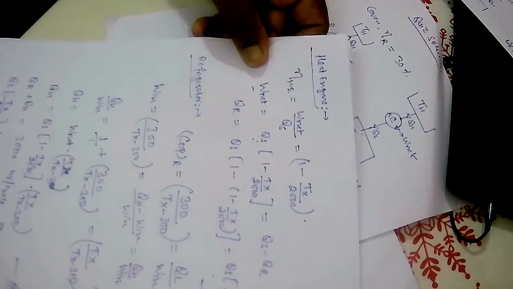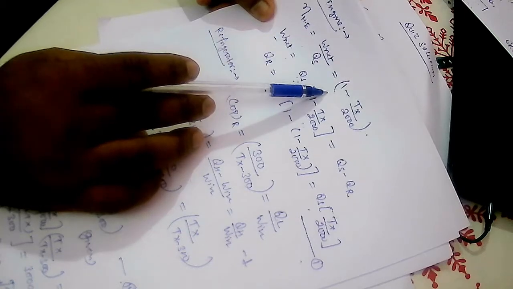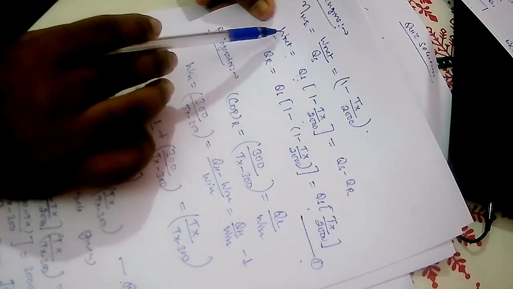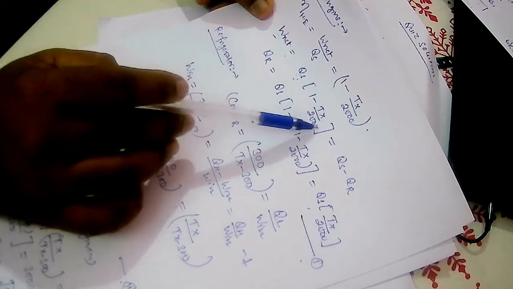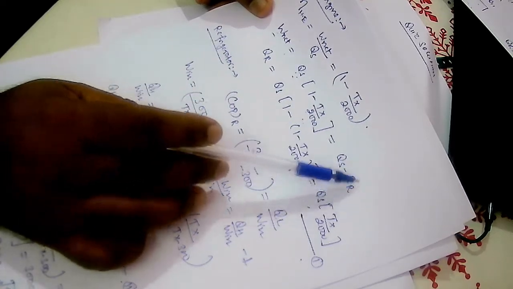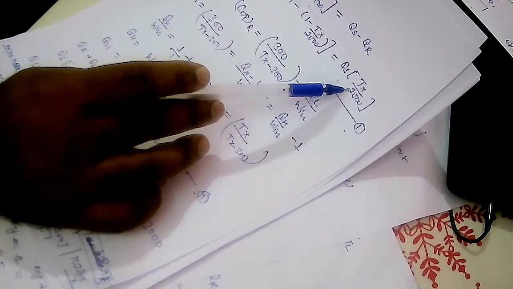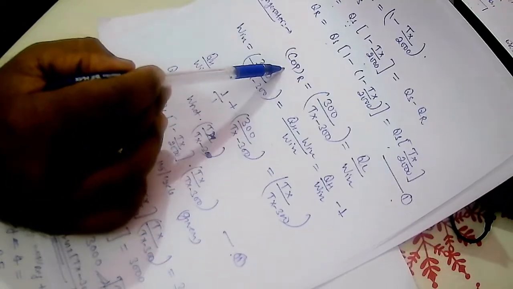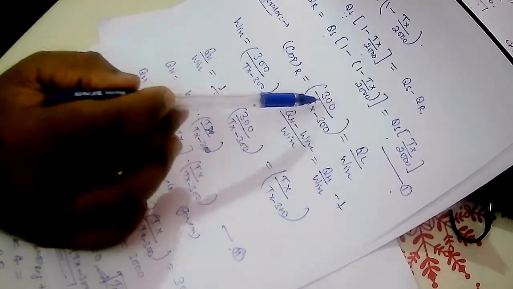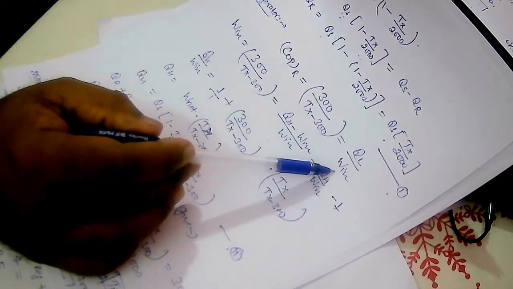So you started from the heat engine. What step is taken? Efficiency of heat engine is equal to W net by Qs, 1 minus Tx by 2000. So you express W net in terms of Qs, 1 minus Tx by 2000, that is also equal to heat supplied minus heat rejected. So from here you express heat rejected in terms of heat supplied, which is in terms of Tx by 2000. This is equation number 1. Then you went for the refrigerator, where you have written COP of refrigerator is equal to 300 by Tx minus 300 is equal to QL by Wn.